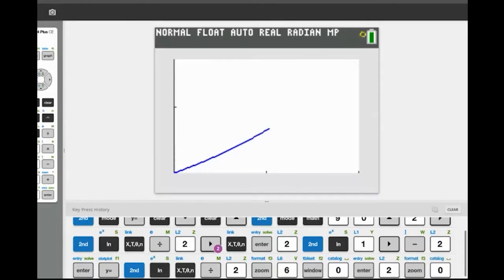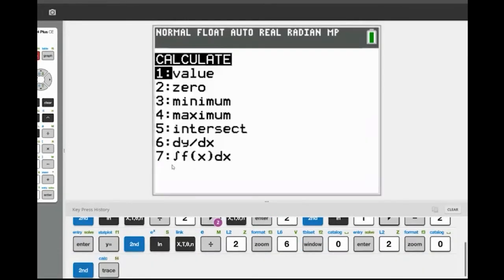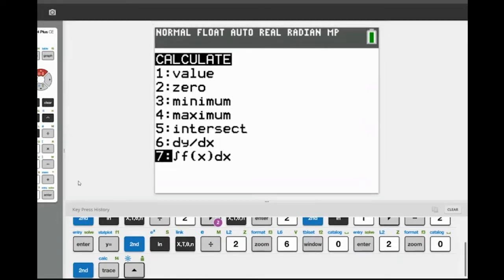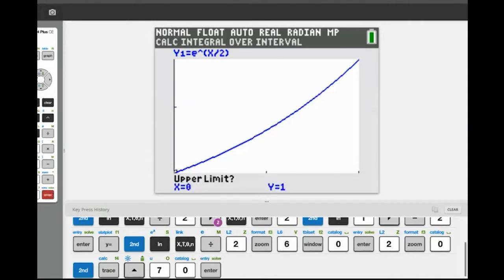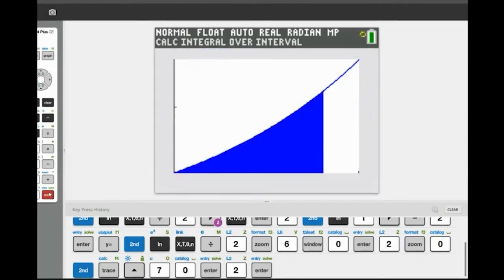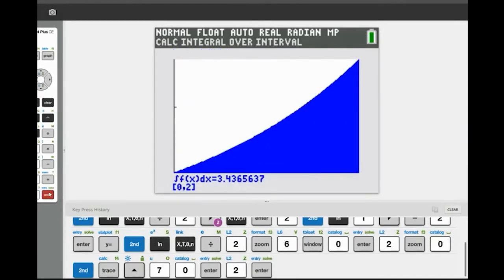Zoom 0. Okay, it kind of looks like my drawing. It's a little triangle. If you had to estimate it, you could use a triangle formula for it. Half base times height, right? If you really wanted to. Now check this out. Second trace, now do 7. If you look at the 7th, it's actually the integral of f of x dx. And then it says lower limit, hit 0. Upper limit, hit 2. Check this out. It actually colors it in for you. Isn't that amazing? And then it gives you the answer on the bottom.